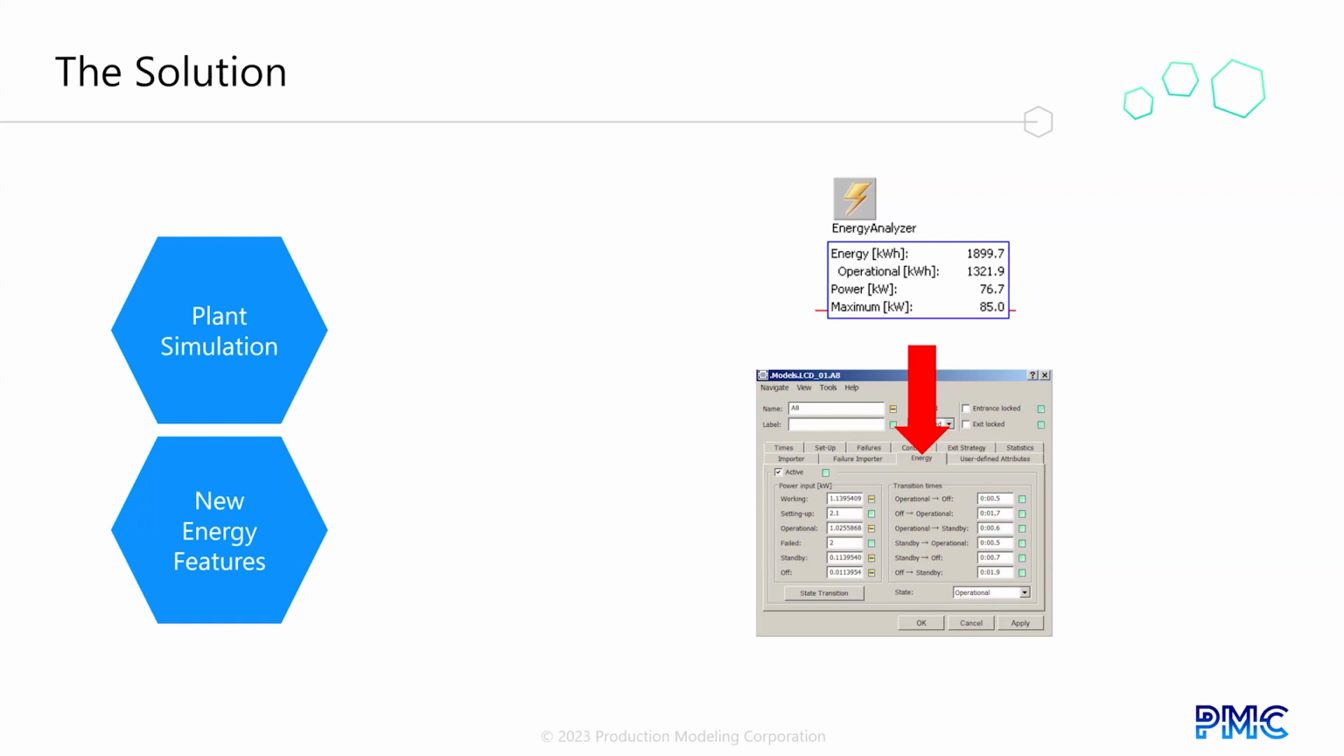Note, the new energy features are incorporated into the base simulation product, as can be seen in the new Energy tab that's added to the other input-output tabs for standard Plant Simulation objects that model stations, machines, conveyors, etc. So they are actually not an add-in library, but we are covering these features here since they are unique and very useful.